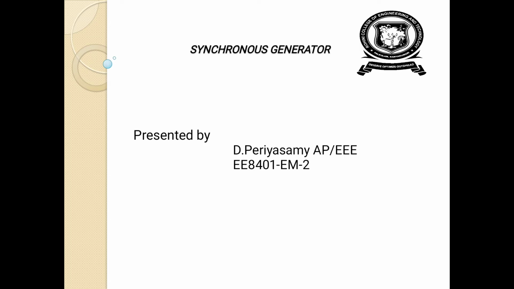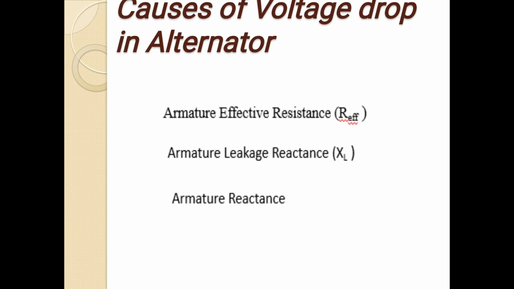Today we are going to discuss the topic of causes of voltage drop in an alternator. When the alternator is loaded, current flows through the armature winding and establishes its own flux. There are two types of flux in the air gap.